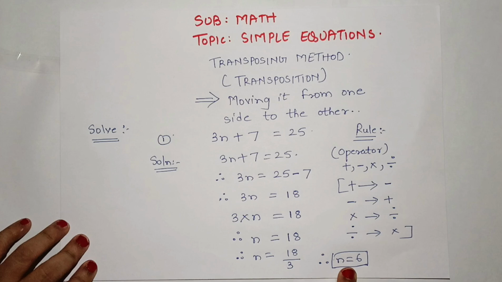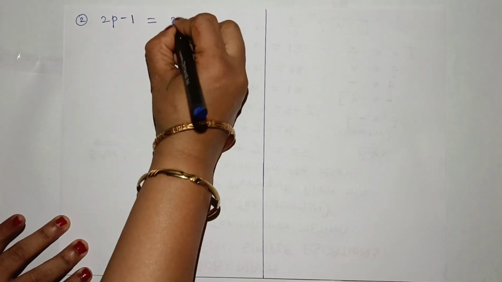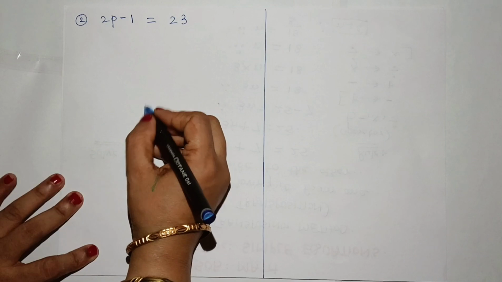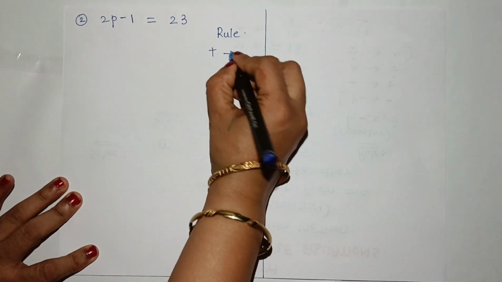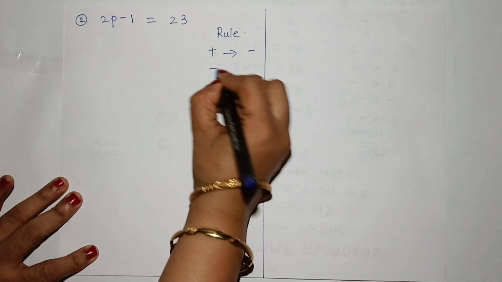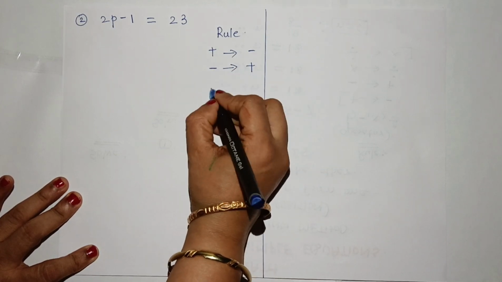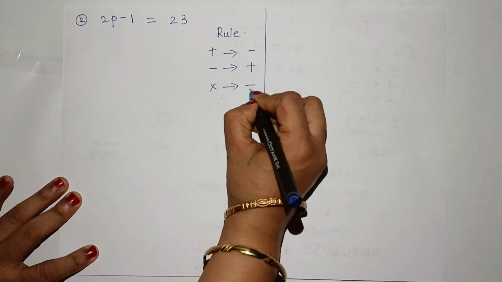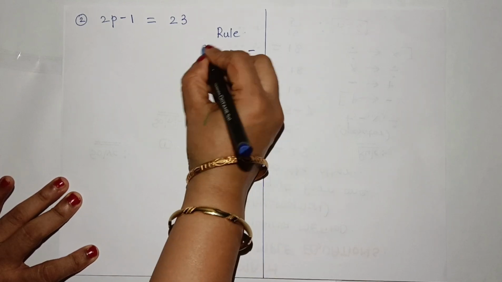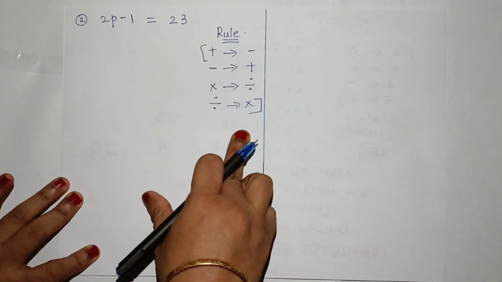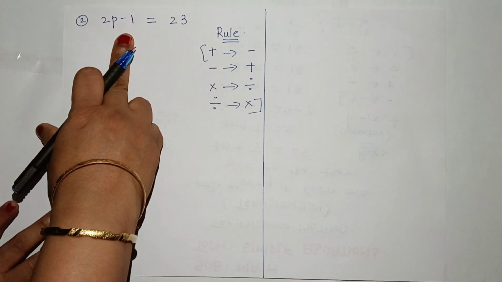Now let's switch to the next sum. 2p minus 1 equals 23. Now as we know, what is the rule to be followed? Plus, when you shift that side, becomes minus. Minus, when you shift that side, becomes plus. When you move to the other side, multiply will become divide, and divide will become multiply. No need to write this rule. This is for your understanding. Just learn this rule, then you can solve this sum correctly.